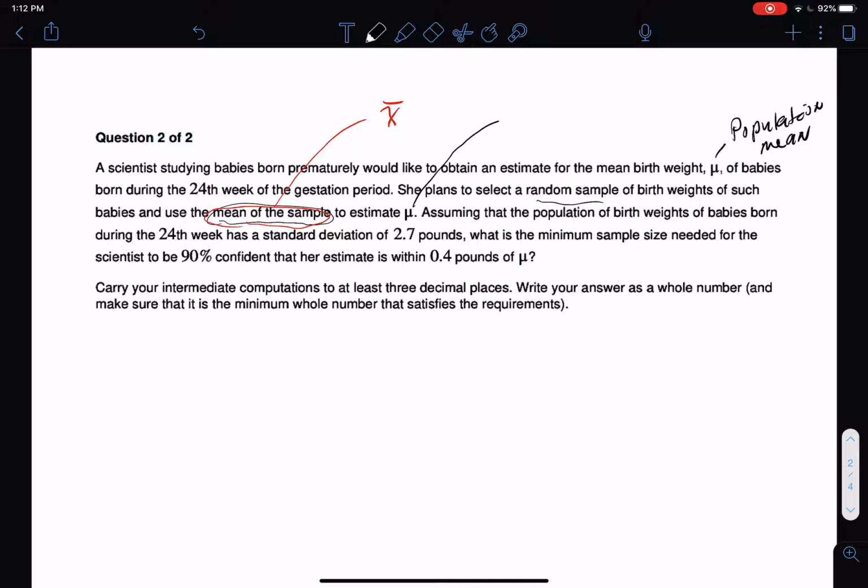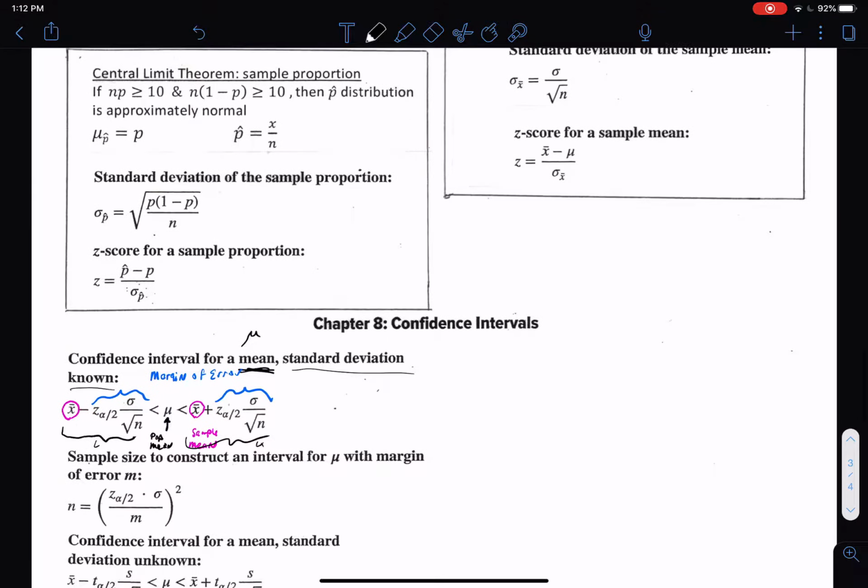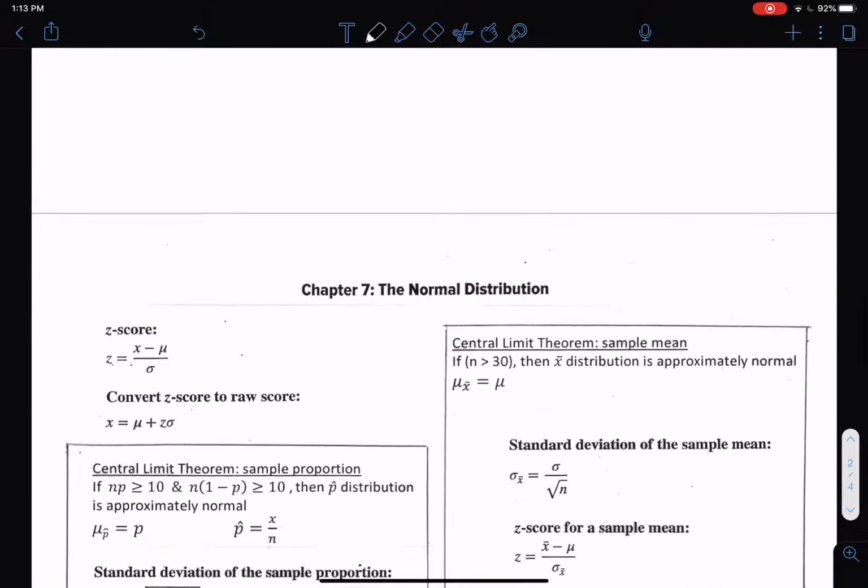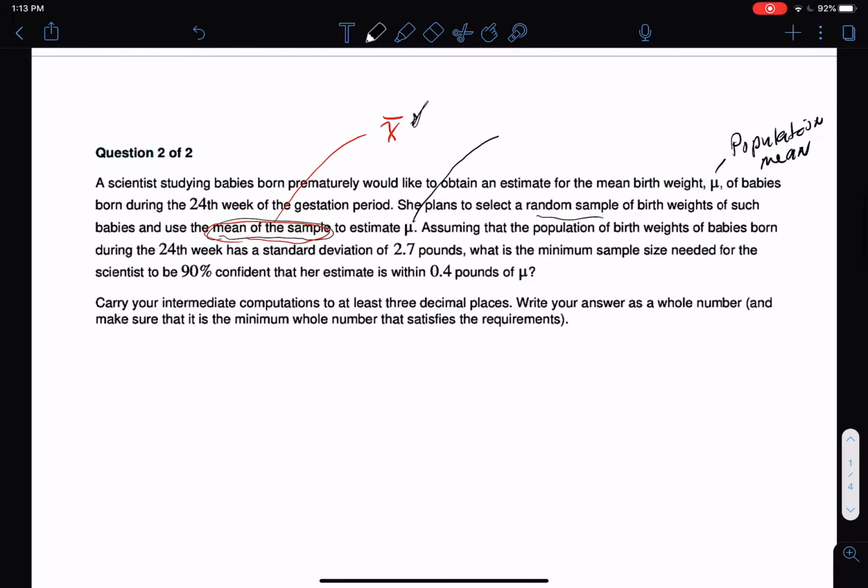Okay, that's what a confidence interval is. It uses the sample mean to give us an estimate. Now, this is a point estimate, right? This is 1 point. So we want to be more confident by making an interval. We make the interval by using this formula that we just used right here. That's not what this question is asking, I don't think. Let's see. Assume that the population of birth weights of babies born during the 24th week has a standard deviation. Okay, so now we know the standard deviation.